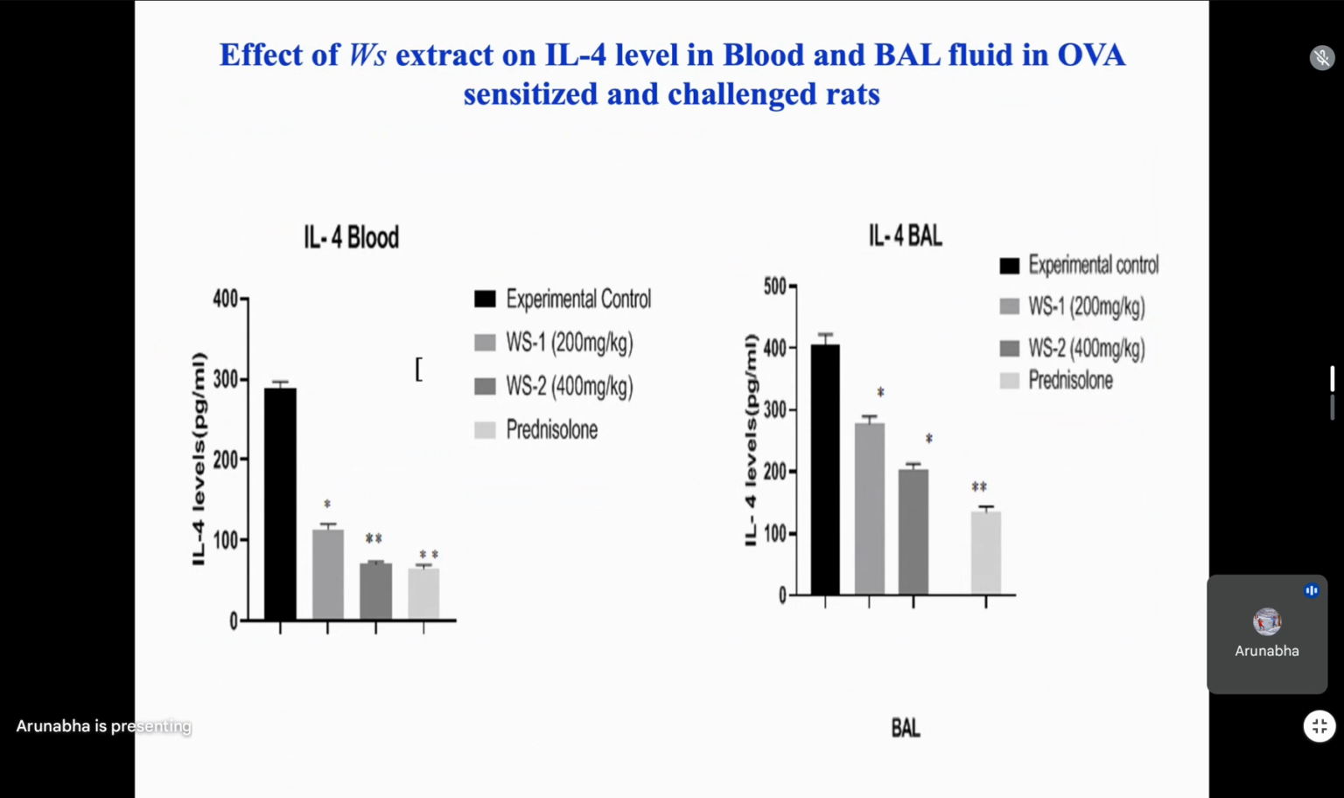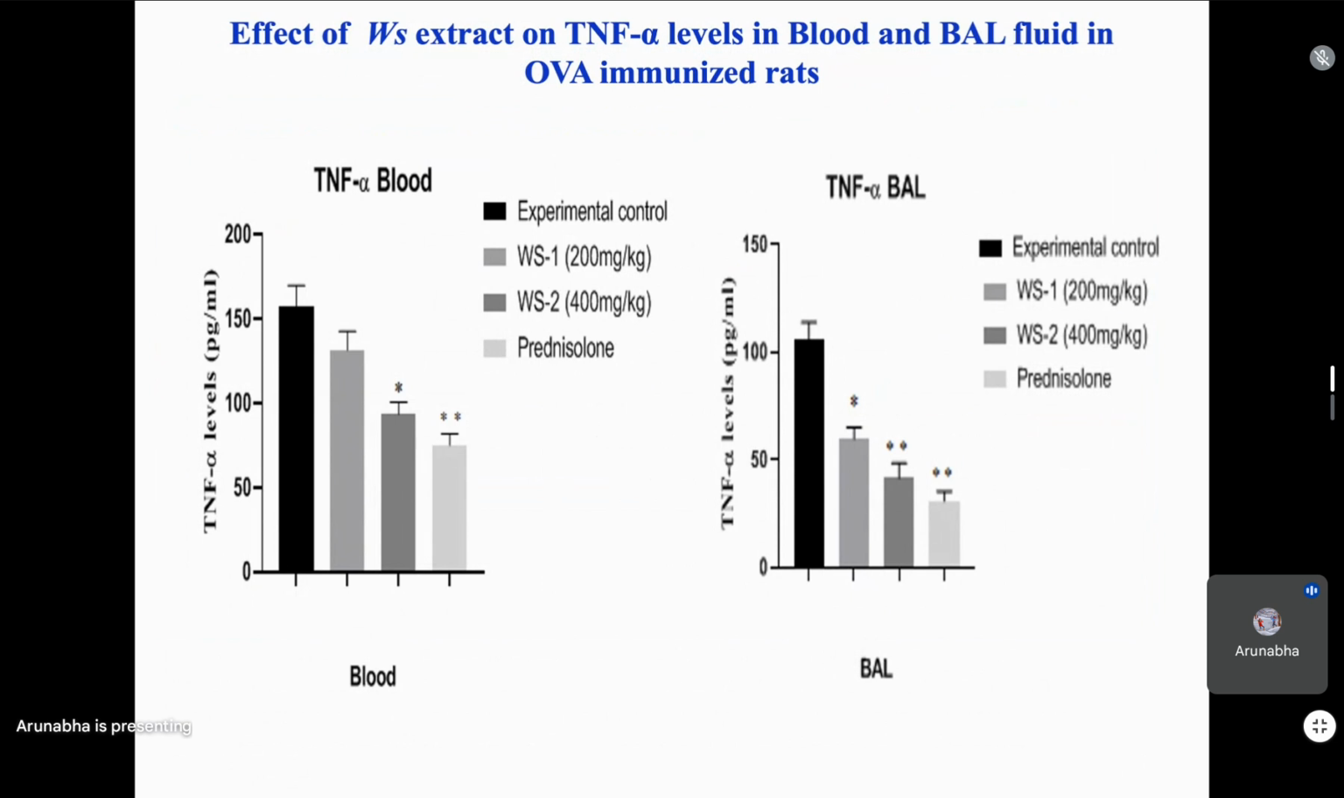Interleukin 4 is the Th2 specific cytokine, which is again a biomarker of allergic inflammation. You can see that the IL-4 levels were higher in both blood and bowel in the disease control group and reduced by Withania somnifera dose dependently, and prednisolone produced similar results. TNF-alpha, which I already showed you, a pro-inflammatory cytokine, levels were high in both blood and bowel, and they were reduced by both doses of Withania somnifera and prednisolone.